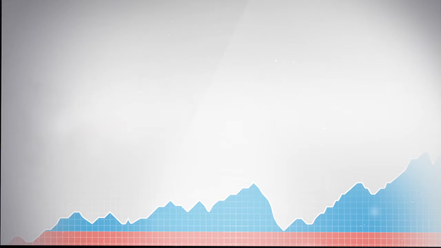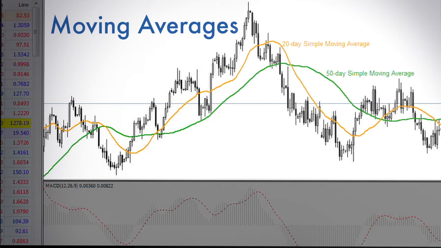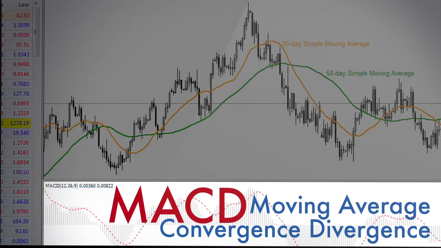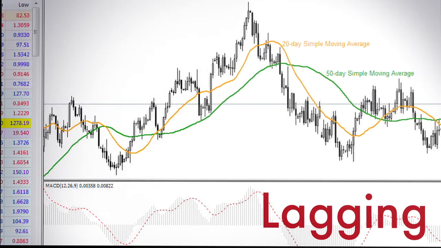However, in exchange for missing the early opportunities, these indicators greatly reduce risk by keeping you on the right side of the market. Moving averages and the MACD are a couple of examples of trend-following or lagging indicators.